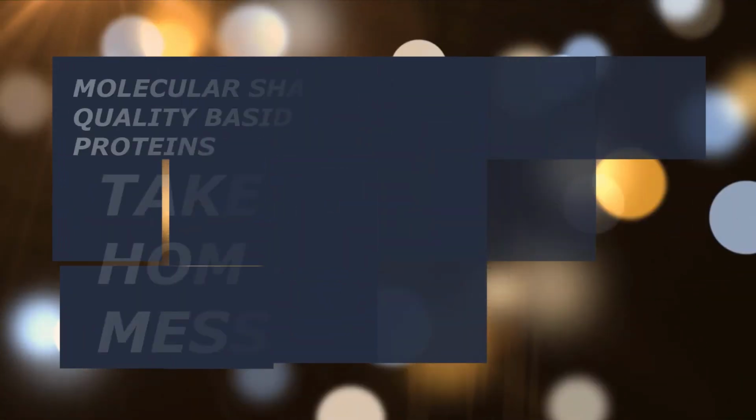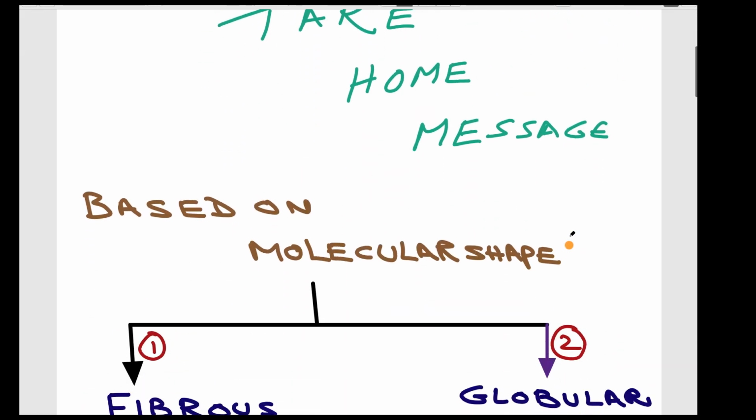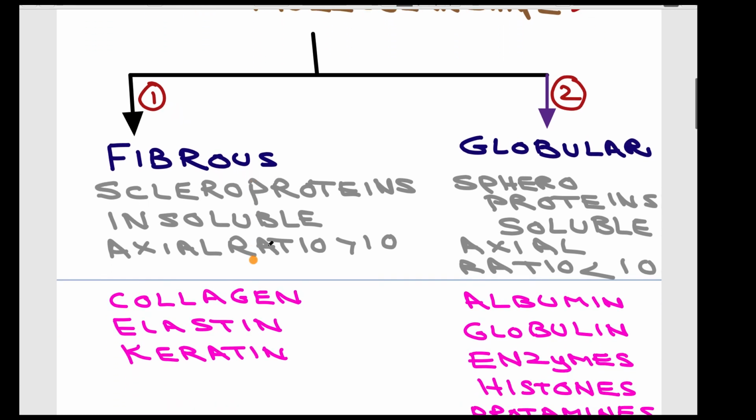In this session, we have studied protein classification based on molecular shape and nutritional quality. Let us summarize. The first one is based on molecular shape. On this basis, proteins are classified into two classes: fibrous and globular. Fibrous proteins are also called scleroproteins. They are insoluble in various solvents. The axial ratio is more than 10 as the length is more than the breadth. The examples are collagen, elastin and keratin.